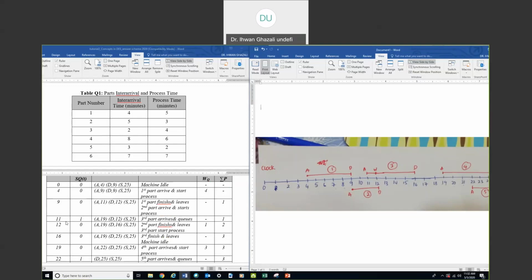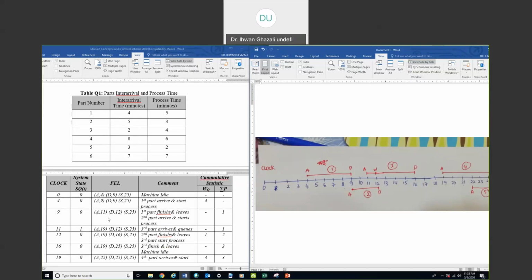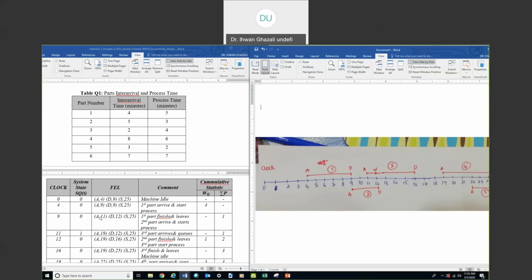The third line is we put 11. This feature time in this line will be present in this clock column, and then we can see here, okay, here is the feature for part number 4. Part number 4 arrives at 19. From where we got it? Get it from part number 4 feature for this, yeah.